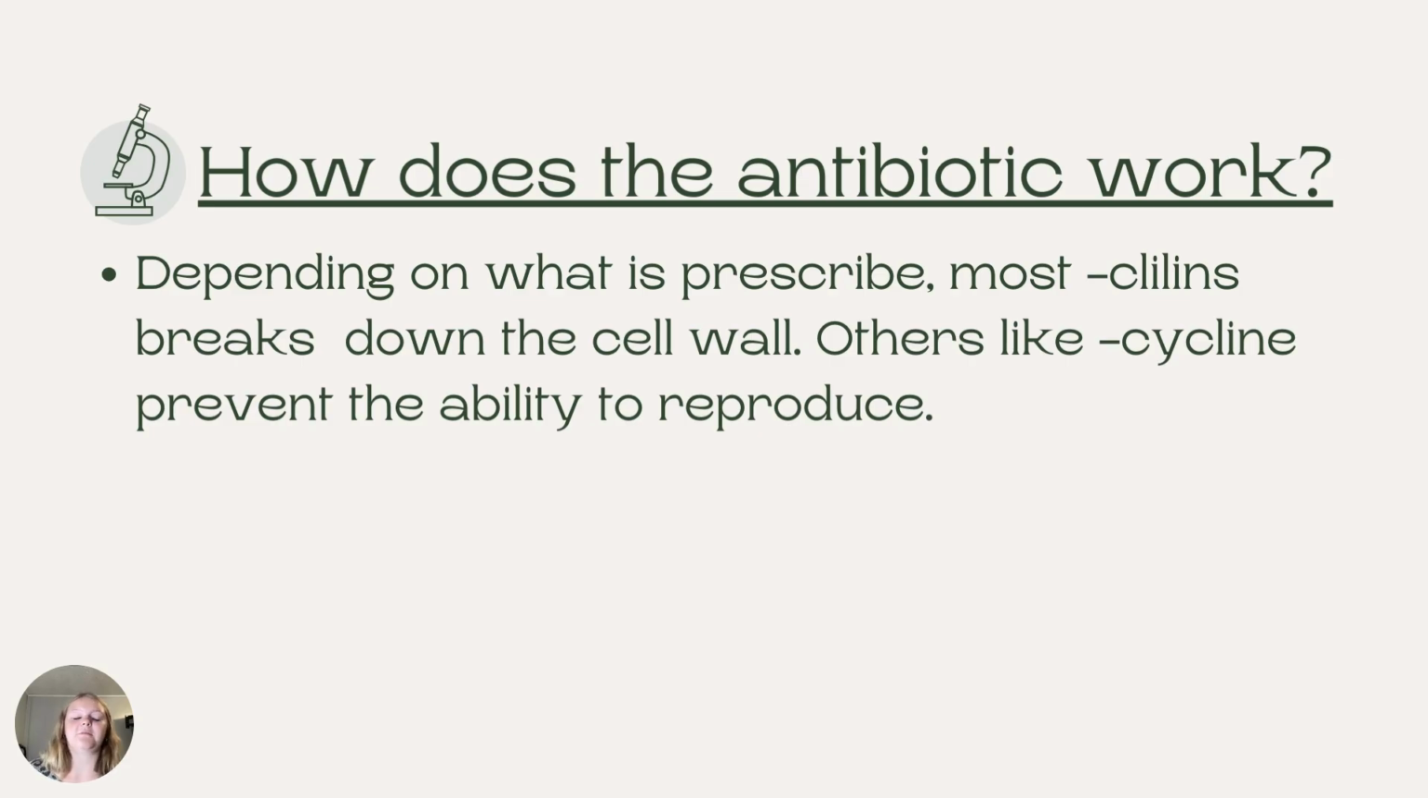So the antibiotic, whenever it encounters Salmonella typhi, depending on what is prescribed, mostly is the cillins. So penicillins break down the cell wall, and then others like tetracycline or doxycycline prevent the ability of the bacteria to reproduce.